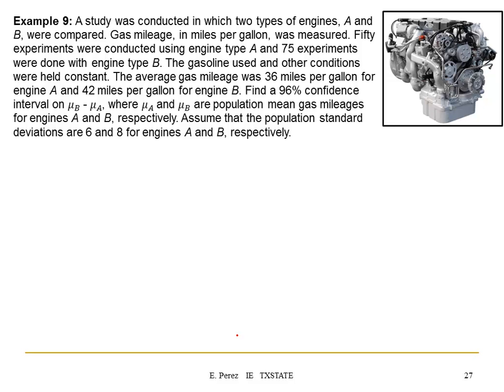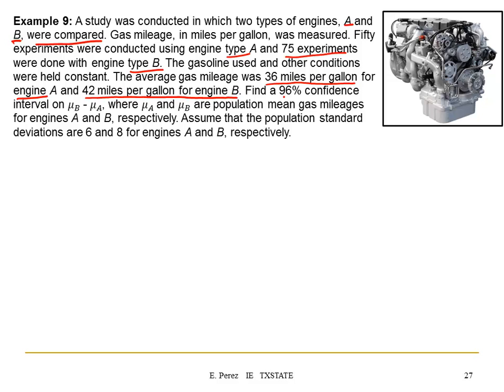Okay, so here we have an example. A study was conducted in which two types of engines, A and B, were compared. Gas mileage in miles per gallon was measured. 50 experiments were conducted using engine type A, and 75 experiments were done with engine type B. The gas use and other conditions were held constant. The average gas mileage was 36 miles per gallon for engine A and 42 miles per gallon for engine B.